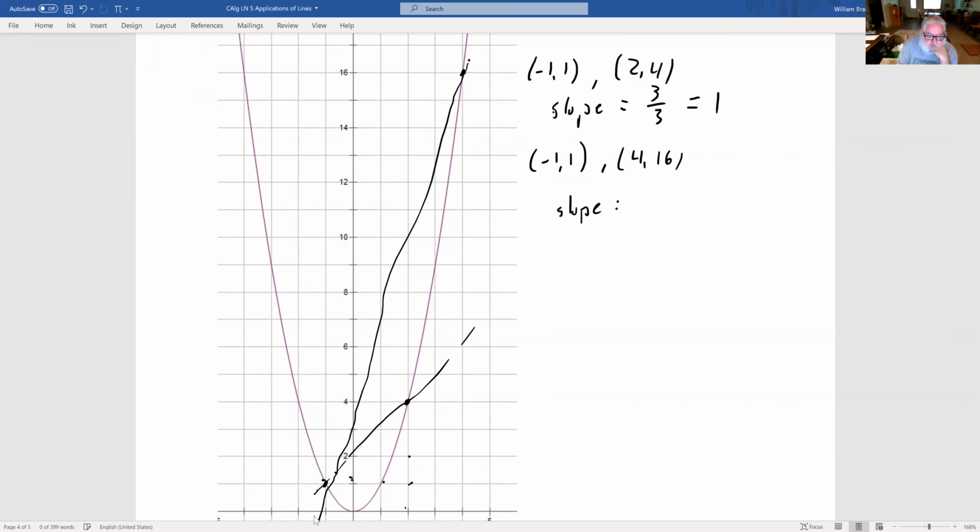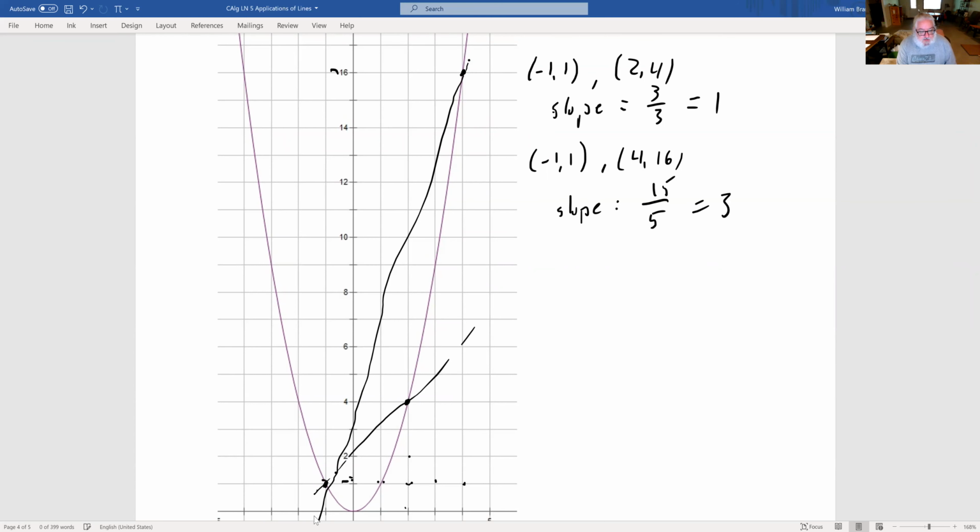We go 1, 2, 3, 4, 5 units right. So there's a 5 on the bottom. And then we go a bunch up. I'm not going to count it, but I know that if I started at height 1 and ended at height 16, that means I went 15 units up. That's 3. So parabolas aren't lines, right?